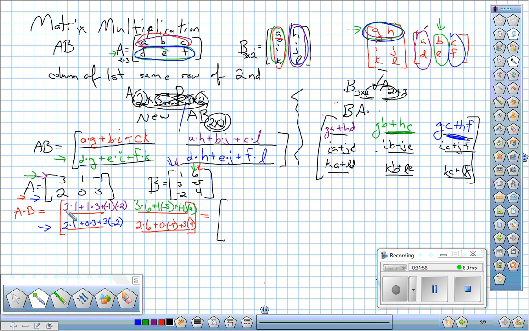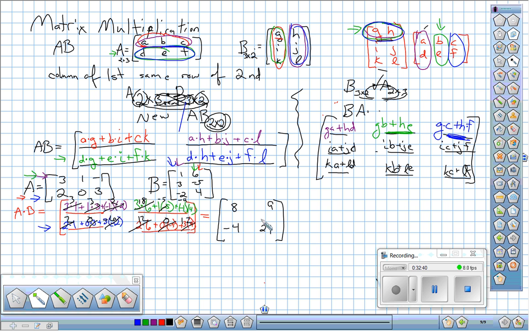So I have 3 times 1, that's 3. 1 times 3 is 3, and that is a positive 2. So I have 3 plus 3 plus 2, that's 8. Then I have 18 minus 5, that's 18, and a minus 4. So I have 18 and a negative 9, that's going to give me positive 9. And then I have 2, 0, negative 6. That will give me negative 4 when I add those together. 2 times 6 is 12, plus 0, plus 12. When I add those together, I'll get 24.